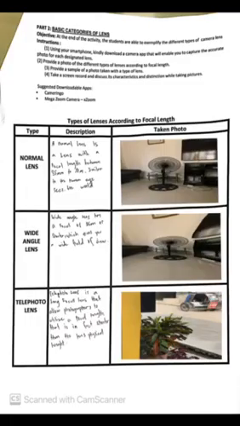A normal lens, also called a standard lens, is a lens with a focal length between 35 mm to 50 mm. The focal length of standard lenses is most similar to how human eyes see the world.